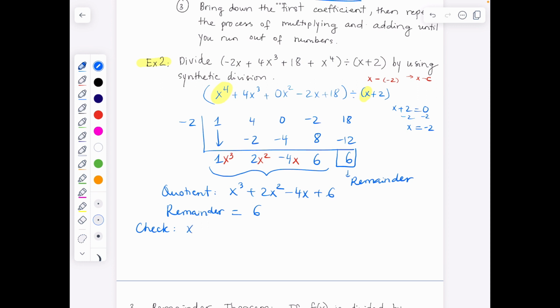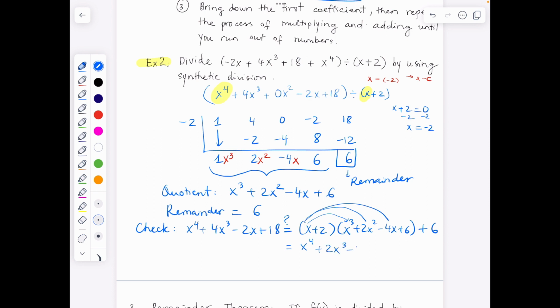Now we are going to check our answer. To check, we want to see if the dividend, we don't have to write the 0, is equal to the divisor, which is x plus 2, times the quotient, plus the remainder. So let's distribute. Distribute the left side. We have x times x cubed is x to the 4th. x times 2x squared is plus 2x cubed. x times 4x is minus 4x squared. And then x times 6 is plus 6x.